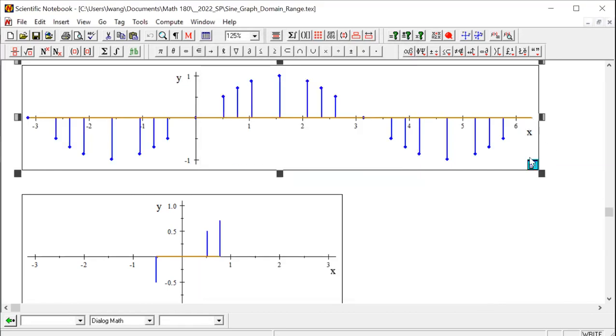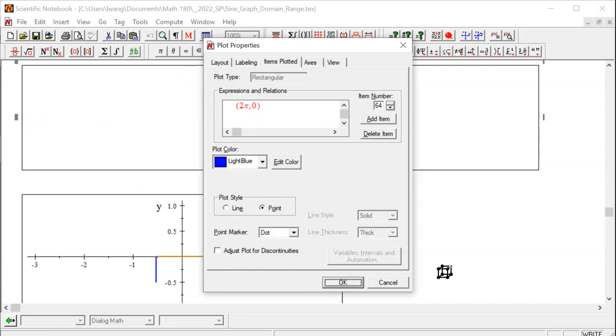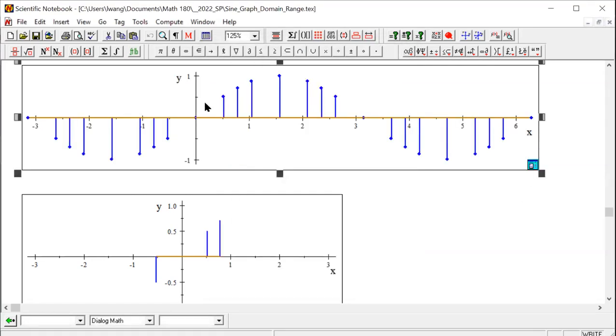There, wait, where's my dot? I think I forgot to do that thing again. Change it to dot, and I forgot. 2 pi comma 0, right? Sine, oh, 2 pi comma 0. I should choose the dot. There you go, that dot. So this is the full circle.